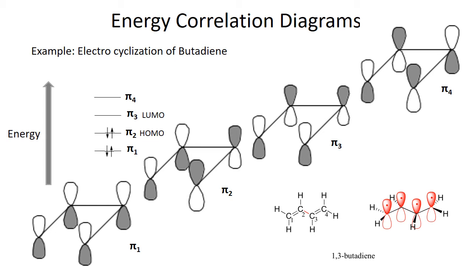Okay, let's talk about the energy correlation diagram and have an example of electrocyclization of butadiene. When we talk about butadiene, then we can have a structure with four carbon atoms. There are three carbon-carbon single bonds and two carbon-carbon double bonds. If we draw its structure in the next diagram, you can see that we have drawn the carbon-carbon single bond or carbon-hydrogen single bond. For the carbon-carbon double bond, we have mentioned the p orbitals as such, I mean, before showing their overlap.